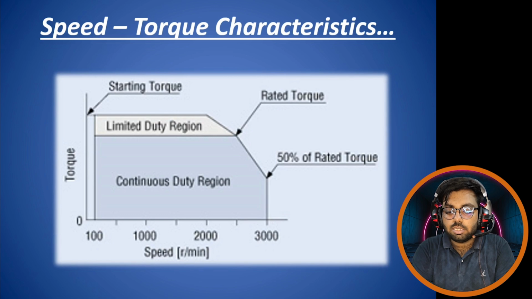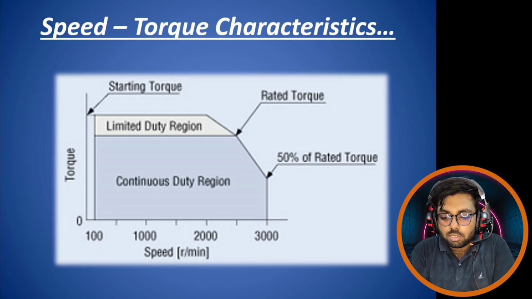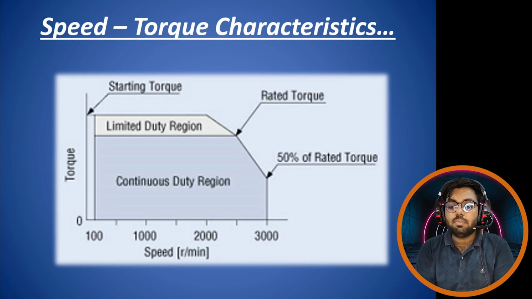Understanding this relationship is important for applications where both speed and torque are critical. It helps in designing motor control strategies that maximize efficiency and performance.